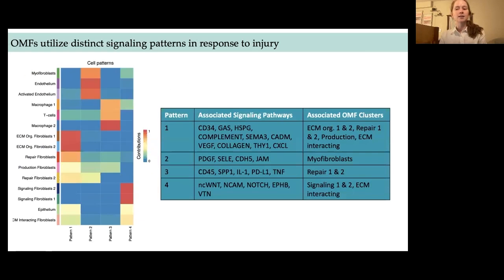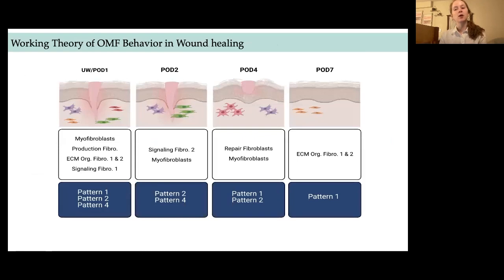Next, using network analysis, I was able to group the fibroblast subpopulations based on their signaling patterns and determine the signaling pathways most utilized by each fibroblast subpopulation. Altogether, my work allows me to generate a working theory of OMF cellular and molecular dynamics in wound healing, involving a trade-off between OMF subpopulation ratios and signaling pathway utilization. My future work involves validating my analysis in vivo. Thank you.